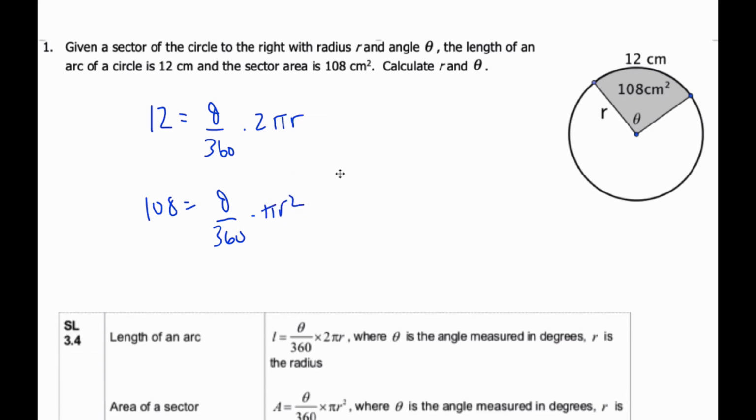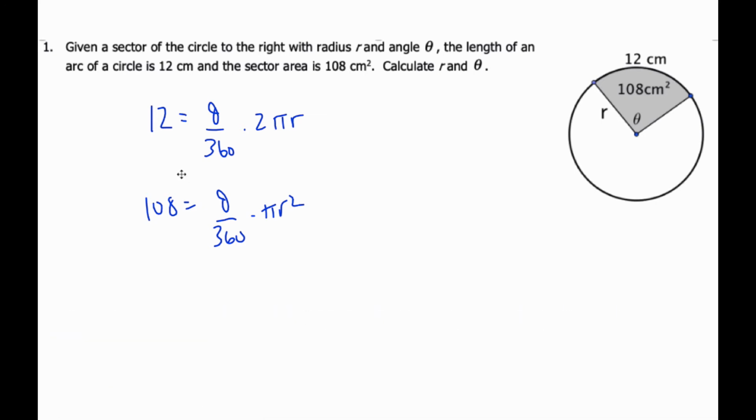And so now my job is to solve for r and theta. Well, I have two equations and two unknowns, so I'm going to be able to solve it. One of the cool tricks that you may not have thought of before is that I'm going to do a substitution. If you notice, this theta is the same as this theta, and this 360 is the same as this 360, and this pi is the same as this pi. So I'm going to rearrange both equations for theta over 360 pi.